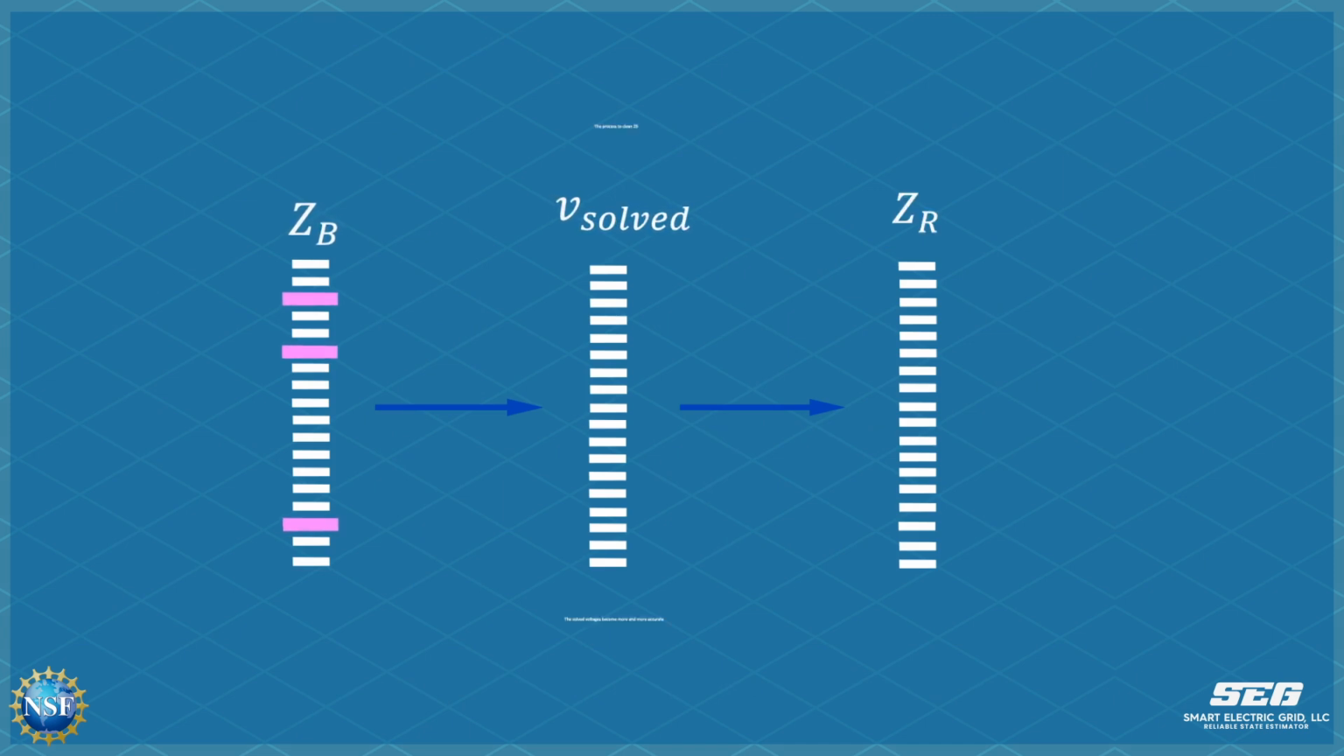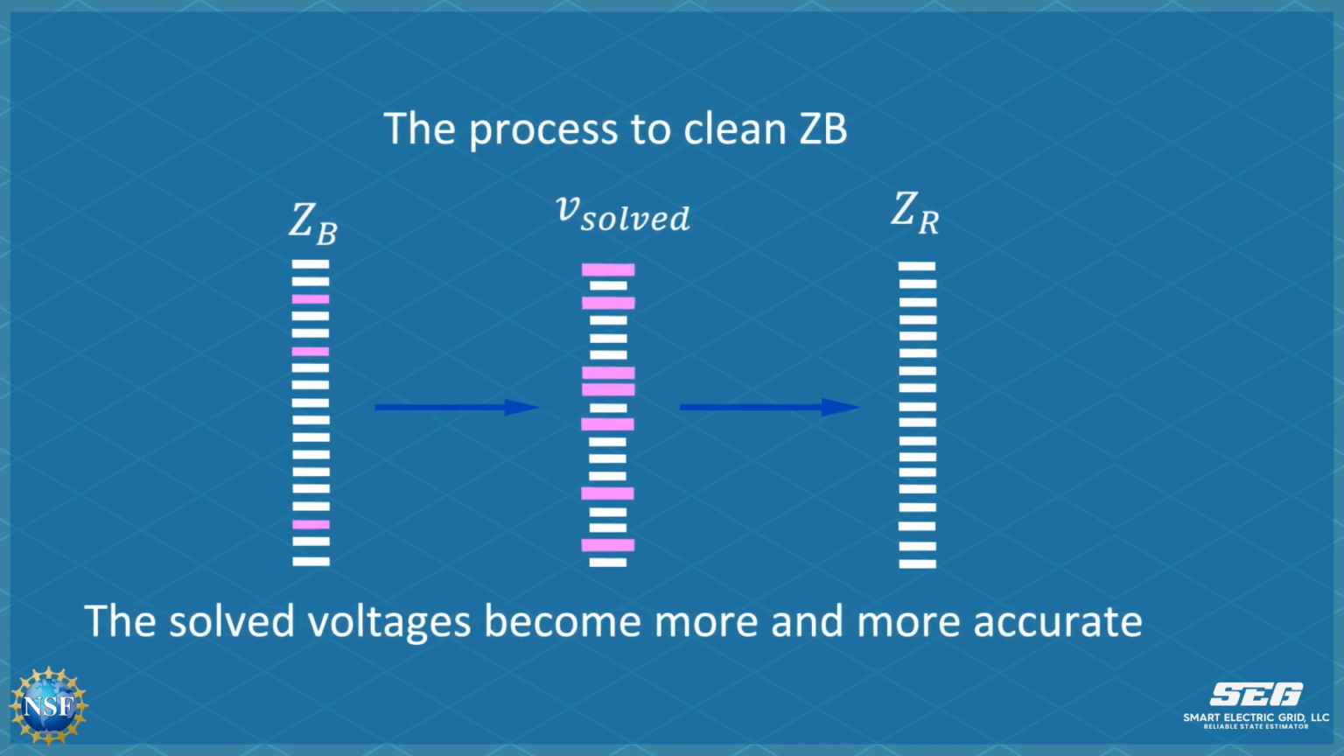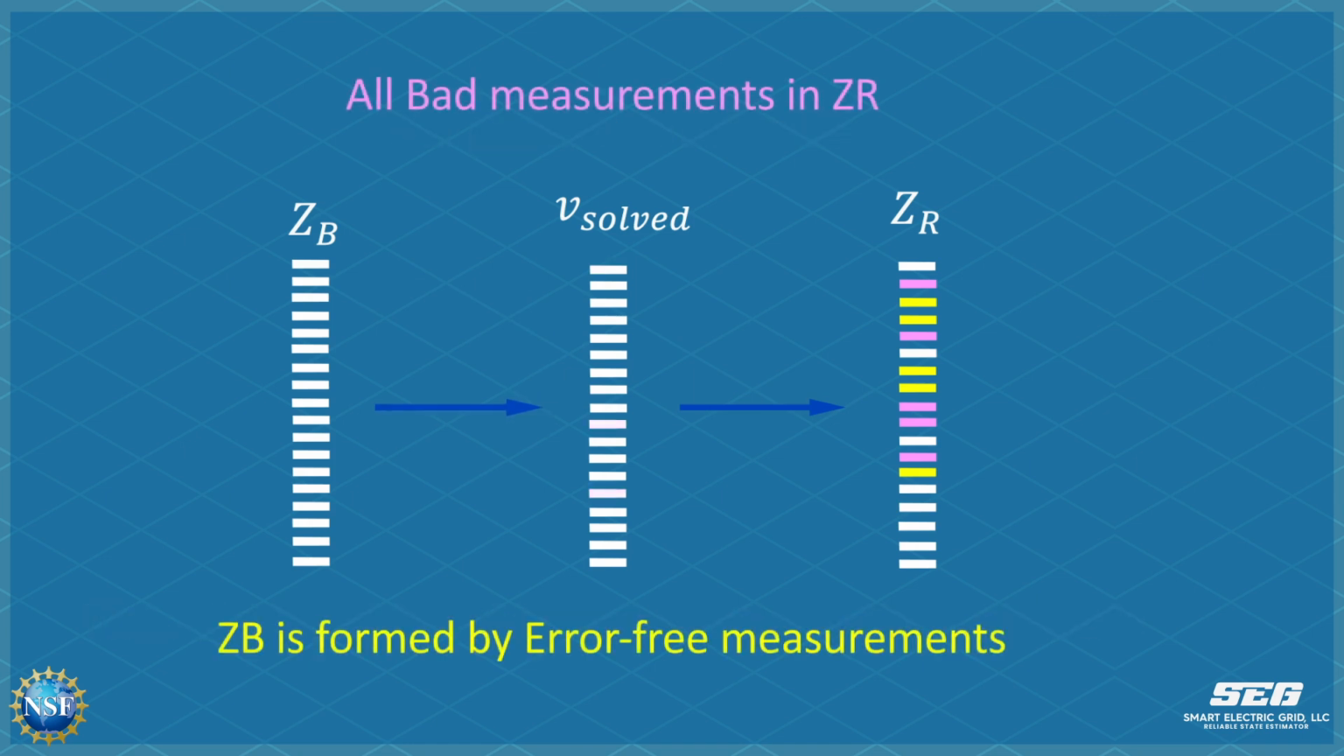In other words, when all the bad measurements are in ZR, and there are no bad measurements in ZB, the voltage solution obtained by ZB will be accurate, and the number of large residuals will be minimized because all large residuals in ZR will only occur on real bad measurements and not on error-free measurements. This is actually the goal of SE+, which is to move all bad measurements to ZR.